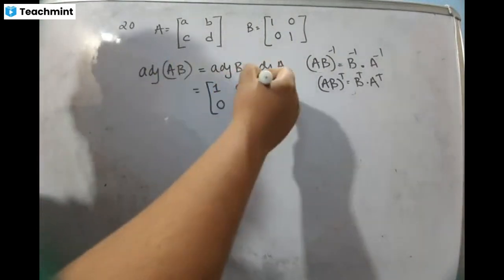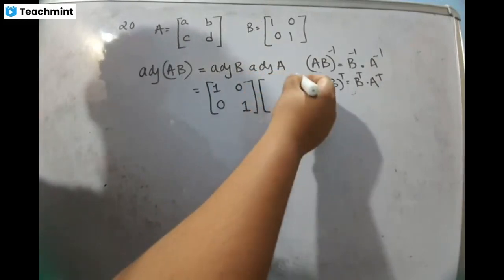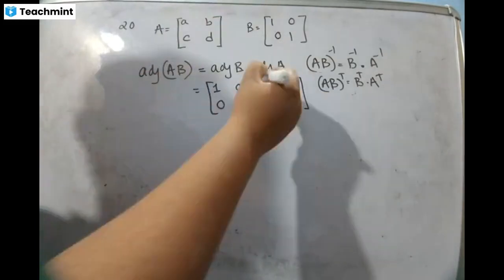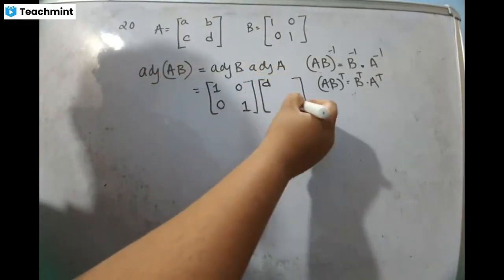What about adjoint A? In adjoint A, we change the position of the first diagonal now. A will become D and D will become A.